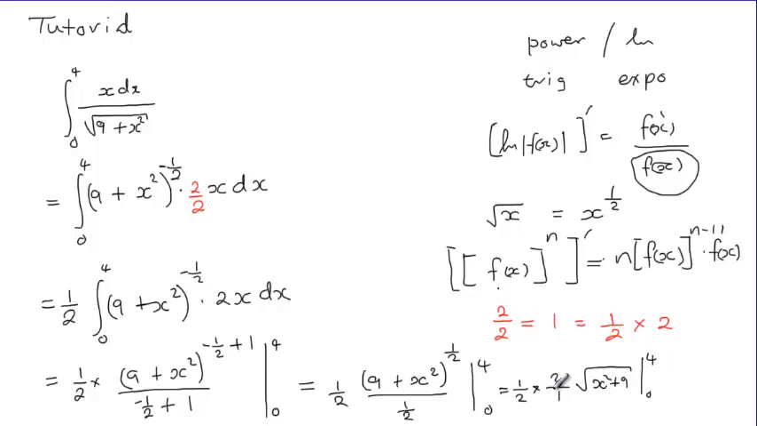So after this simplifies to 1, we get the square root of 16 plus 9. The square root of 16 plus 9 is 25, isn't it? Square root of 25 minus the square root of 9, because x is 0 at the bottom. Then this gives us 5 minus 3, which is 2 units squared. Then we're done.